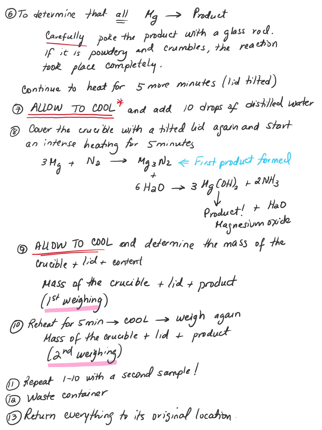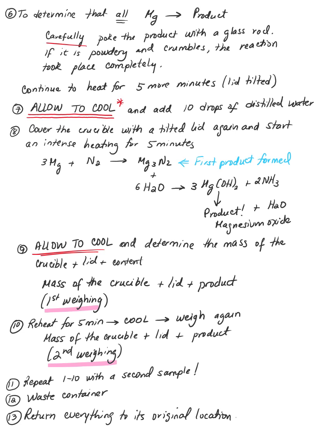So you're going to leave it there for another 5 minutes. After you check that the magnesium crumbles, you keep another 5 minutes. After those 5 minutes, now you're going to turn off the Bunsen burner for the first time. Everything that you have done so far is the crucible on the Bunsen burner since the beginning. So now you're going to turn off the Bunsen burner for the first time and you're going to wait for your crucible to cool down.